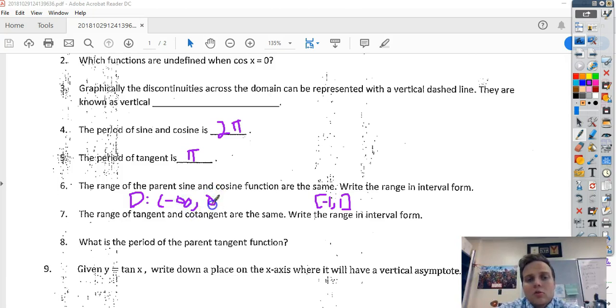My second period, I told you guys to actually change. Don't worry about finding the range, find the domain on number 6. First period, I don't think I told you that, so do make sure you know the domain for that as well. Number 7, the range of tangent and cotangent are the same. It is negative infinity to positive infinity. What is the period of the parent tangent function? We've already covered that. It is just pi. That's the same period for cotangent as well.